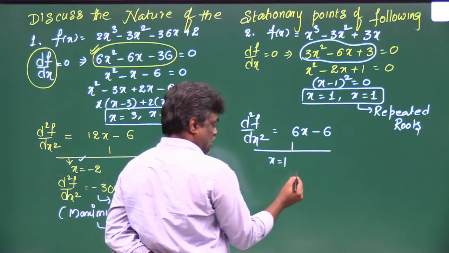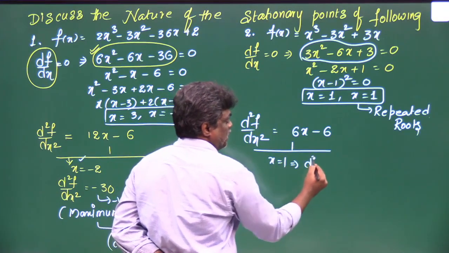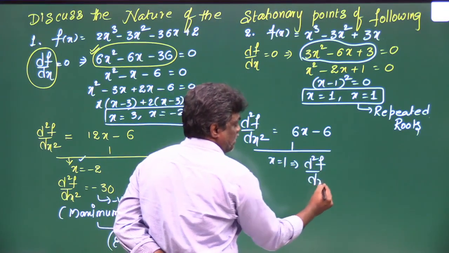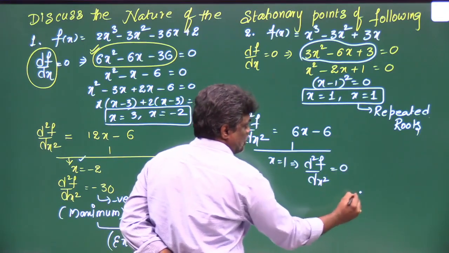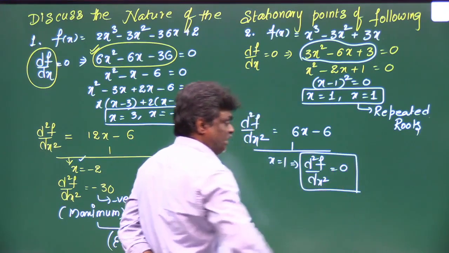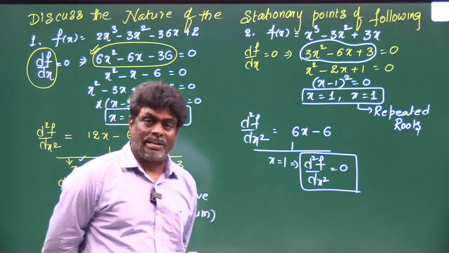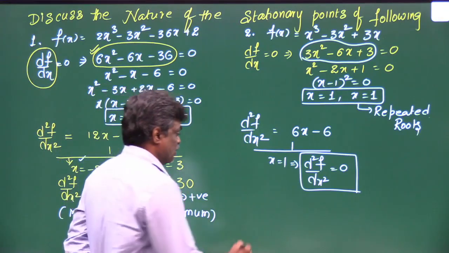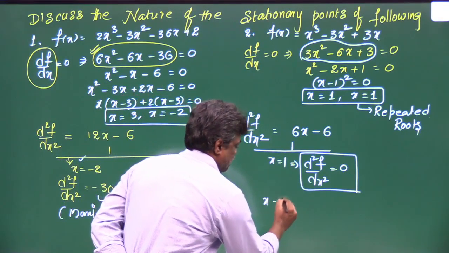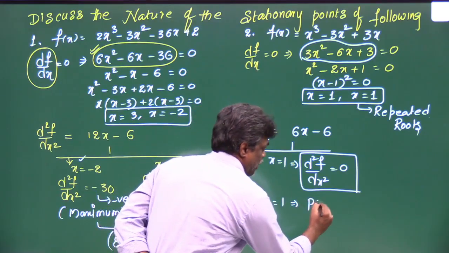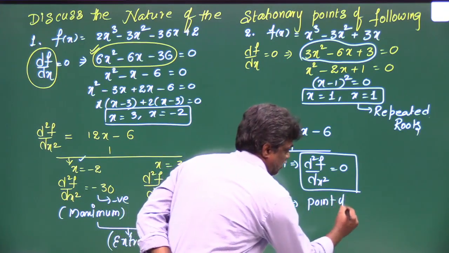If you substitute it, that implies I am getting d square f by dx square equal to 0. Okay. This is the condition for neither maxima nor minima. It is a point of inflection. So x equal to 1 is a point of inflection.